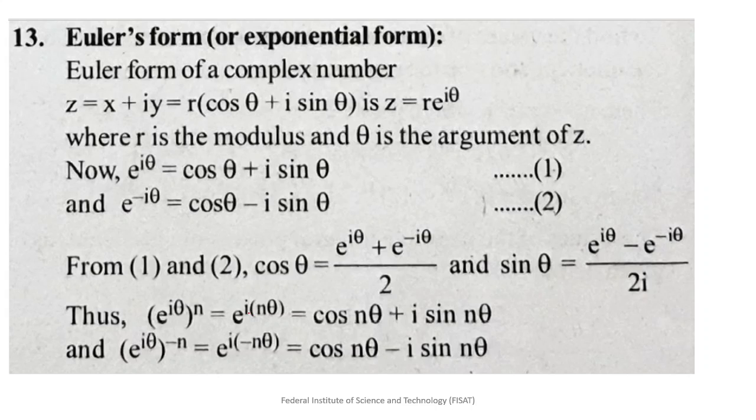This is also important. e raised to i theta the whole raised to n equal to e raised to i n theta equal to cos n theta plus i sin n theta. If it is minus n, cos n theta minus i sin n theta.